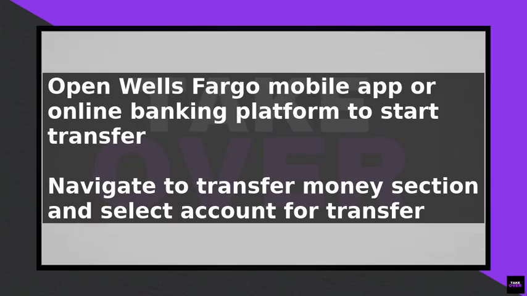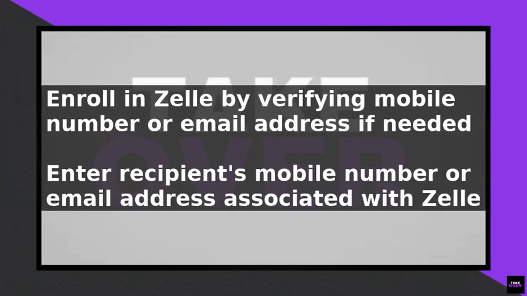as the transfer method. If you have not already enrolled in Zelle, you will be prompted to do so. This typically involves verifying your mobile number or email address. Once you are enrolled, enter the recipient's mobile number or email address associated with their Zelle account. You can also select from a list of existing recipients if you have sent them money before.